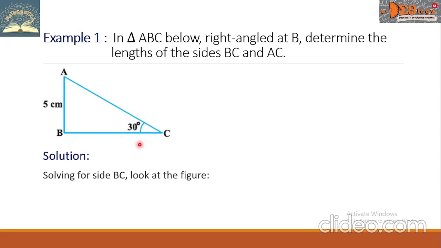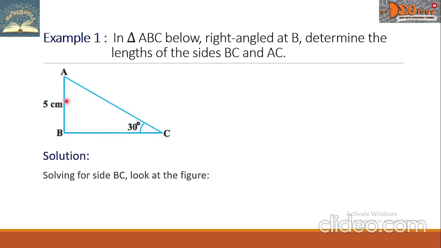Given here is the angle 30 degrees. Side AB is 5 cm. This side is the opposite of the angle C. We want to look for the side BC. BC here is the adjacent side of the angle 30 degrees.